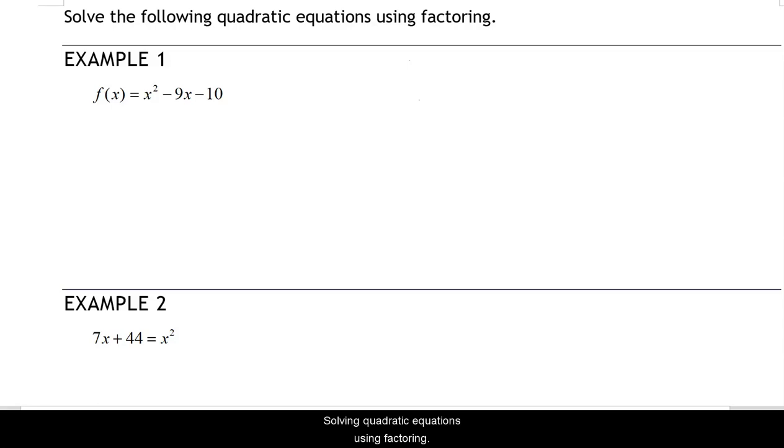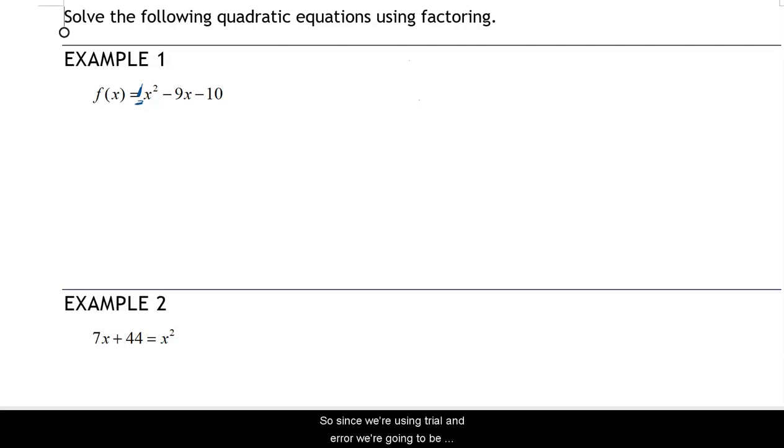Solving quadratic equations using factoring. For our factoring, we're going to be using the trial and error method since all of our a values are going to be 1. And what that means is that the coefficient in front of that x squared is a 1 value. Okay. So for example 1, we have f of x equals x squared minus 9x minus 10.